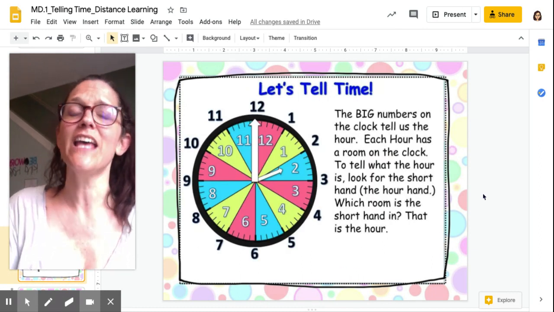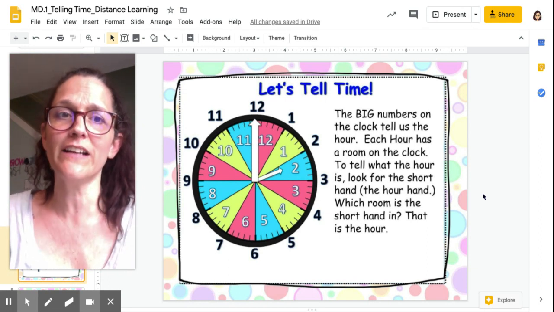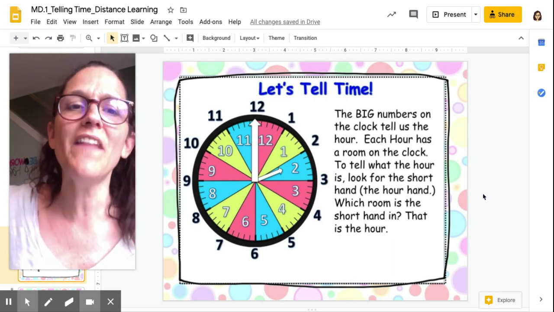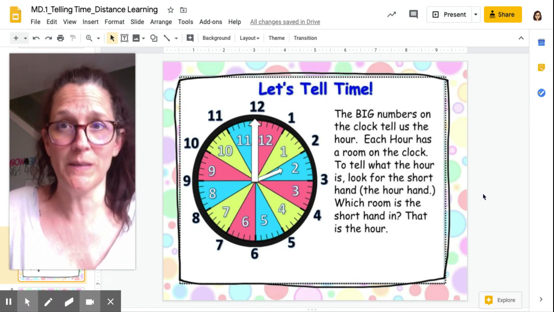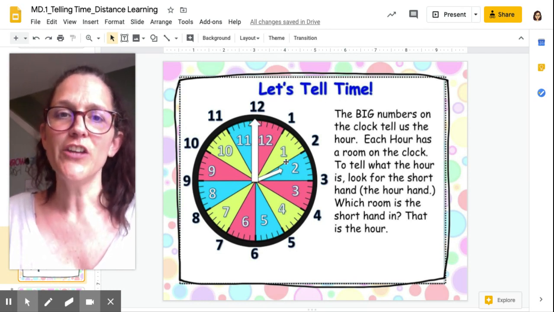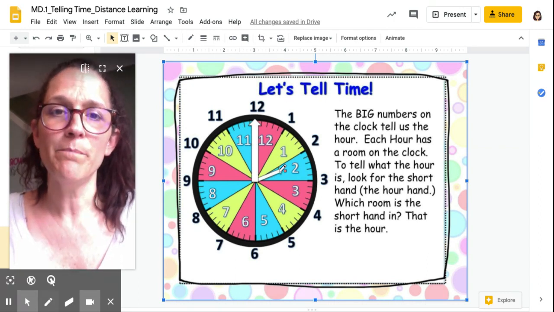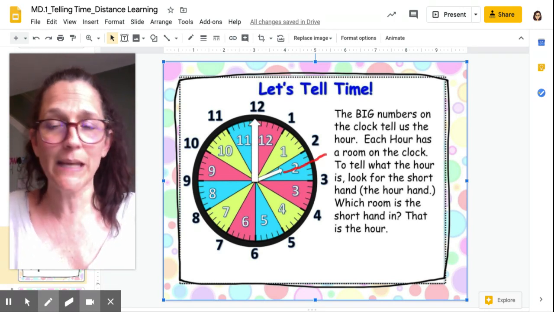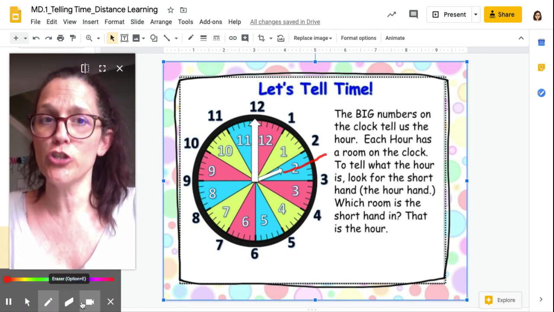We're going to practice first by figuring out which hour it is. The big numbers on a clock tell us the hour. Each hour has a room on the clock. To tell what the hour is, you're going to look for the short hand, the hour hand, and figure out which room the short hand is in. When I look, I see these rooms are different colors. So I'm going to go to the 2, and I see that it is after the 2, but before the 3. So I know that it is in the 2 o'clock room because it can't be 3 yet if it's not touching the 3 yet. So that's still in the 2 o'clock room.